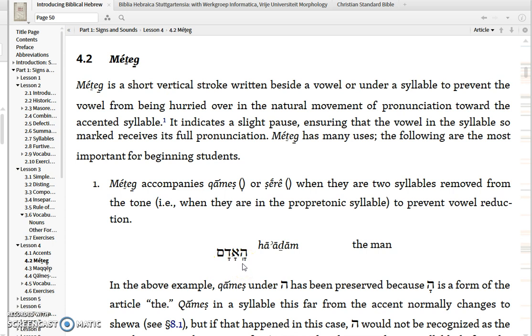And you might be tempted to not give that kamatz there its full value. And in order not to do that, it just tells you to slow down a little bit. Ha-adam. Give it its full value rather than ha-adam, where you're actually killing vowels and producing a hataf patah under the aleph if you were to pronounce it that way. So anyway, the metheg will do that.